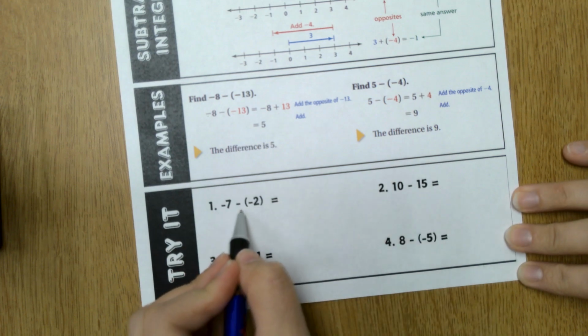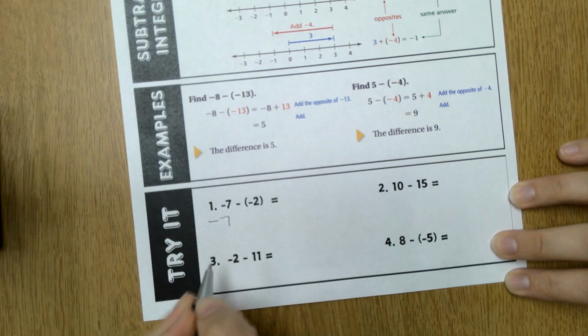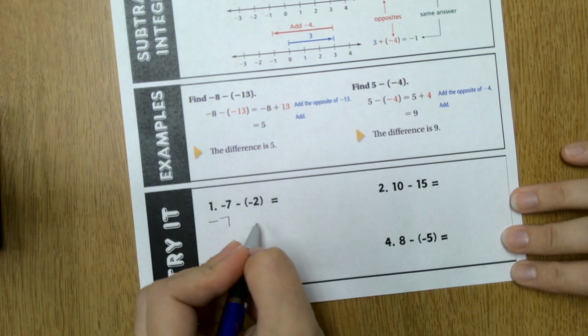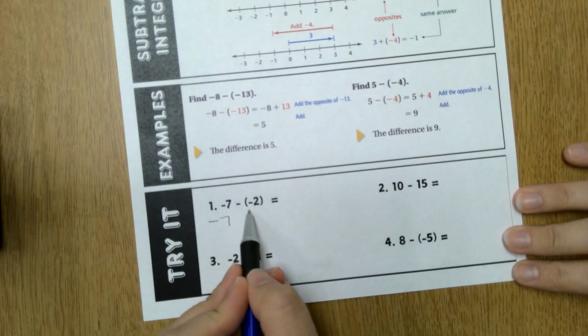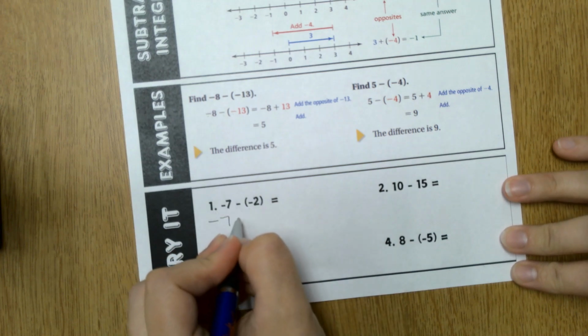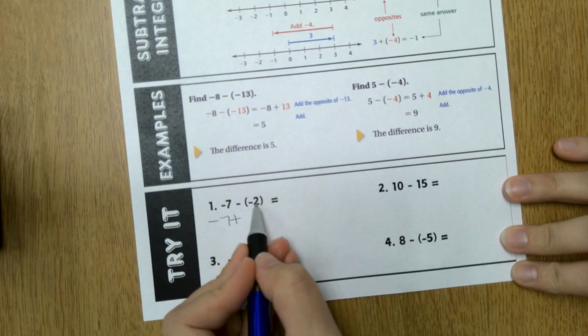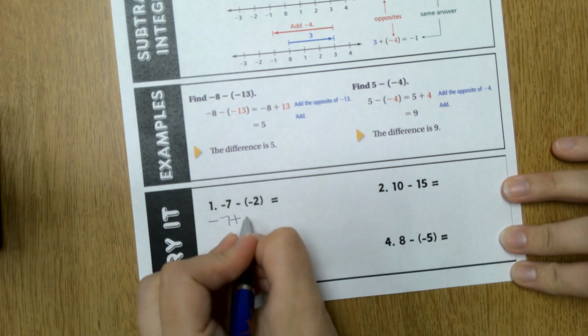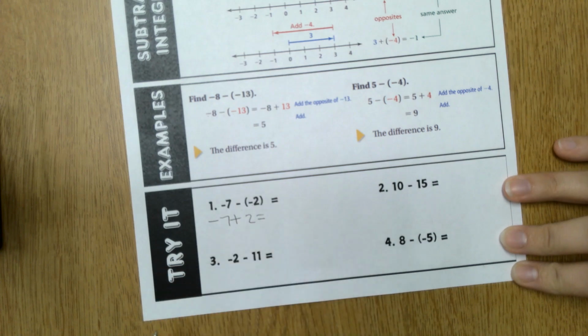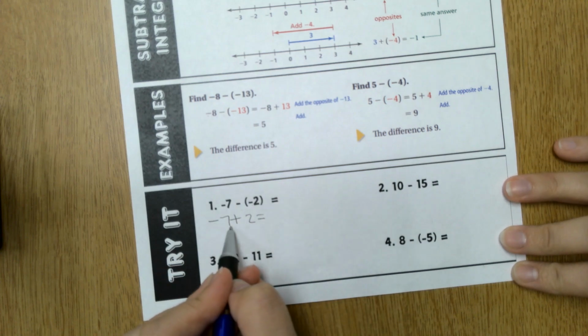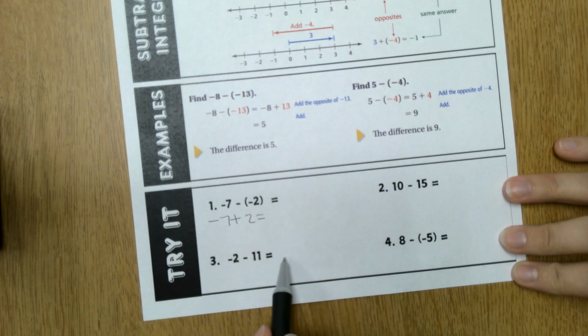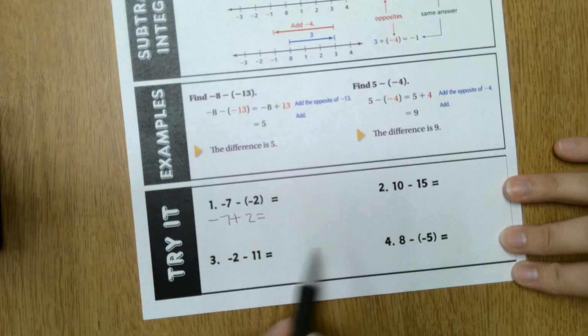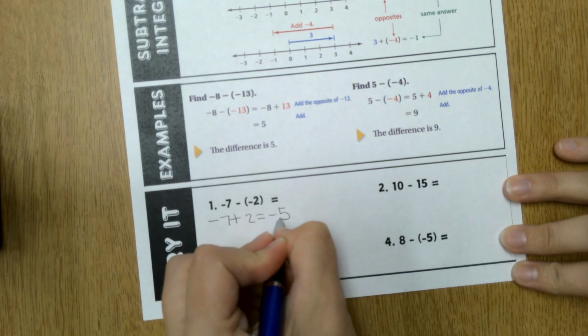So if I have negative 7 minus negative 2, I'm going to add the opposite. So I'm going to add the opposite. What's the opposite of negative 2? 2. And then I'm going to add them together. If I'm on the number line, if I have negative 7, and then I add 2, I'm jumping forward 2, which gets me to negative 5.